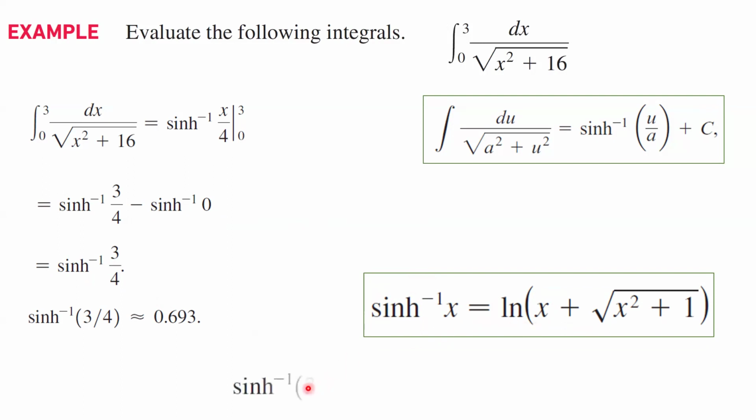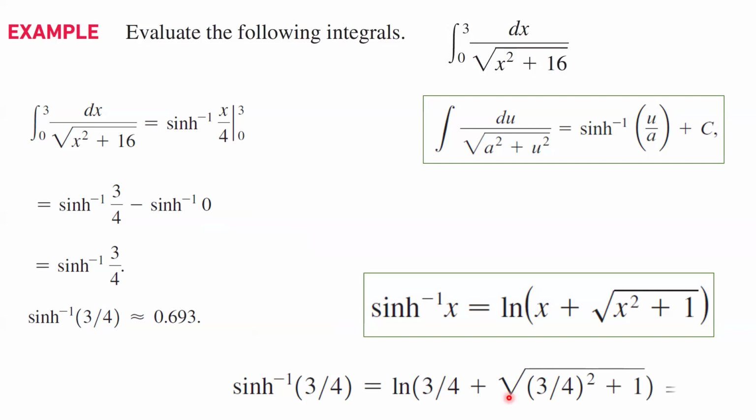So inverse hyperbolic sine of 3 over 4 is ln of 3 over 4 plus square root of (3 over 4) squared plus 1. If you simplify this, you get ln of 2. So the result of this integral is equal to ln of 2, or if you use a calculator, you get 0.693.